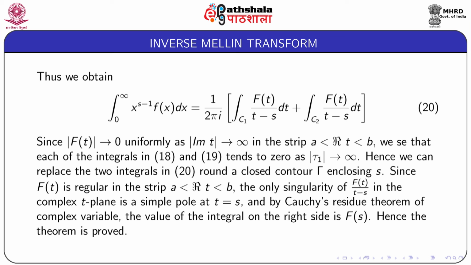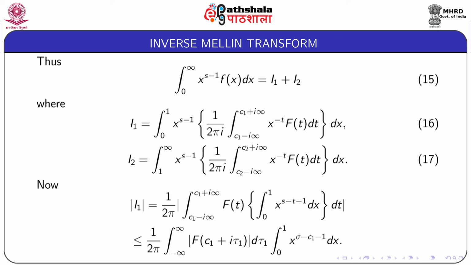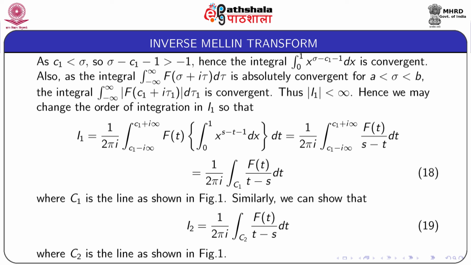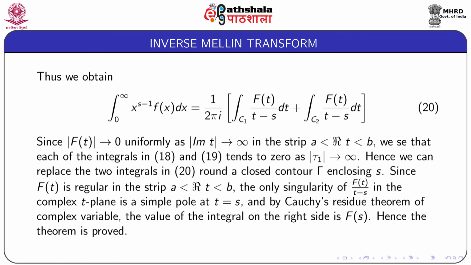Thus, with this definition of I1 and I2, we obtain the integral 0 to infinity x to the power s minus 1 fx dx, which was equal to I1 plus I2 as given by equation 15. After substituting the value of I1 and I2 from 18 and 19, we obtain this as 1 by 2 pi i integral over C1 Ft by t minus s dt plus integral over capital C2 Ft by t minus s dt as given in equation 20.